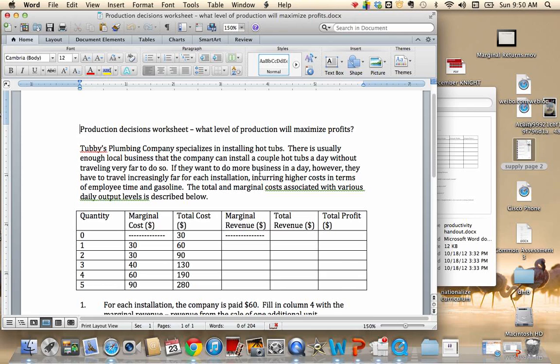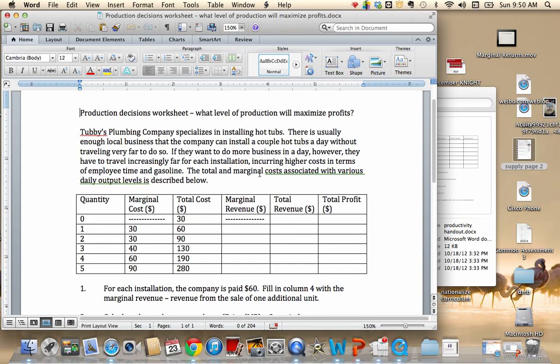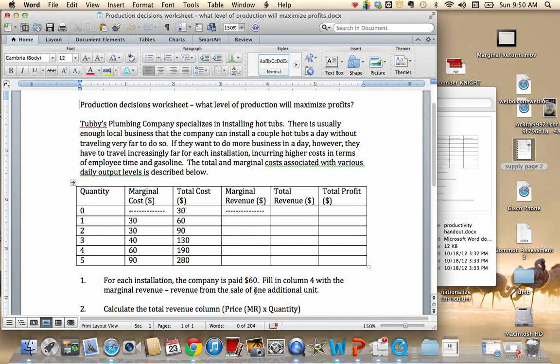And then this is just an additional handout, gives you practice on doing these same things again. Marginal revenue comes down here. You're paying $60 for each one, so you've got a marginal revenue of $60 for every installation. It's an additional $60.